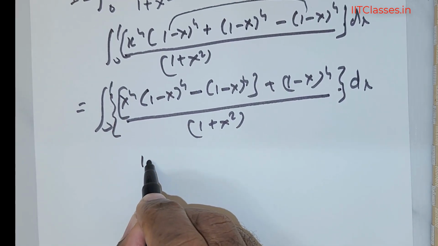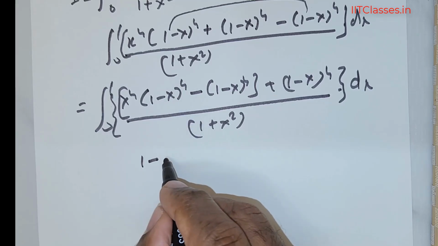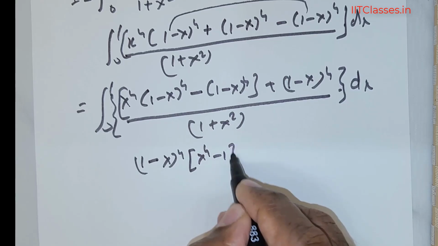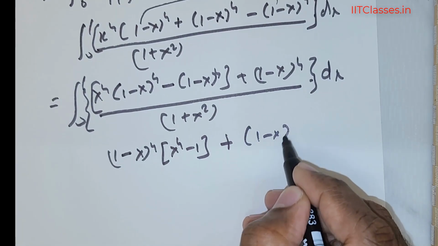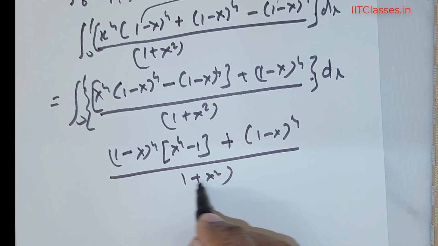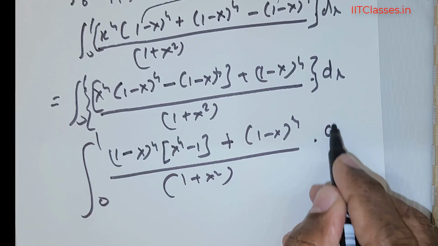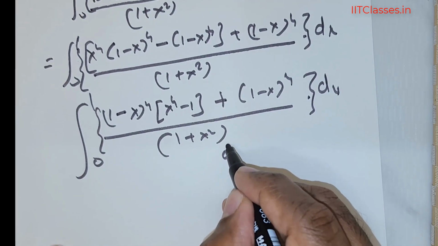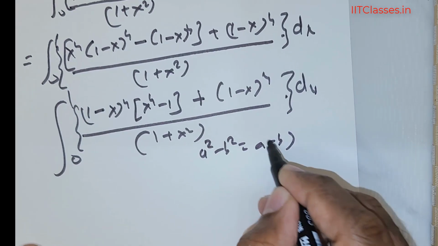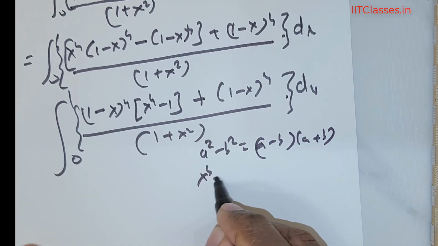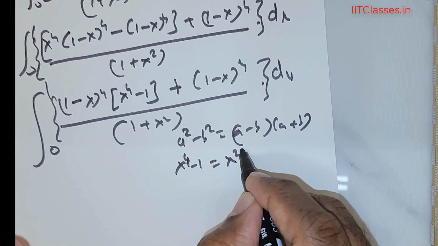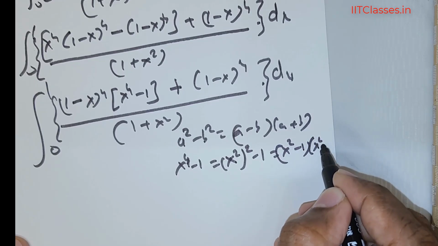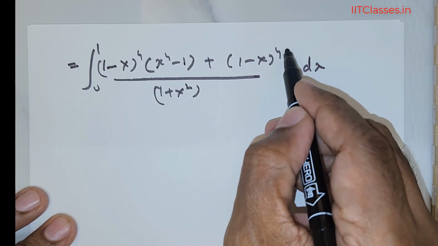Now 1 negative x raised to the power of 4 can be taken out common. That would give me x raised to the power of 4 negative 1, followed by 1 negative x raised to the power of 4 divided by 1 positive x squared, integral 0 to 1 times the dx. Now there is a formula: a squared negative b squared is a negative b multiplied with a positive b. x raised to the power of 4 negative 1 can be written as x squared raised to the power of 2 negative 1, which is going to be x squared negative 1 times x squared positive 1 dx.